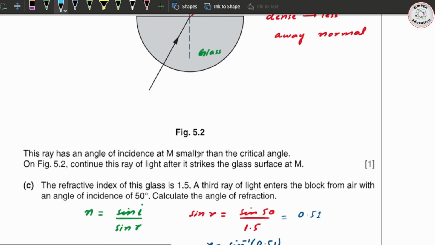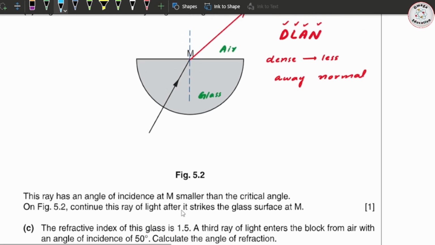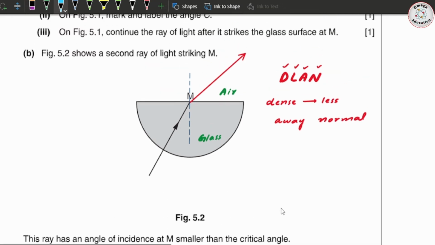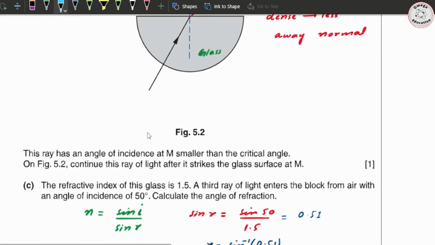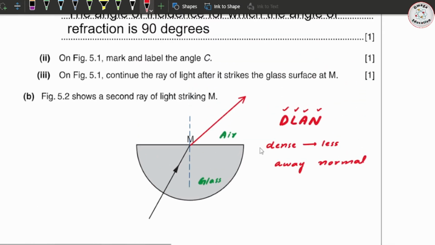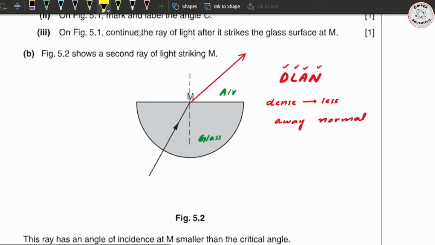Figure 5.1 shows a second ray of light striking M. This ray has an angle of incidence at M smaller than the critical angle. So if it's smaller than the critical angle, then simple refraction would occur, and the bending of light would be according to the rules, like whether the ray of light is entering a dense medium or a less dense medium. On figure 5.2, continue this ray of light after it strikes the glass surface at M.